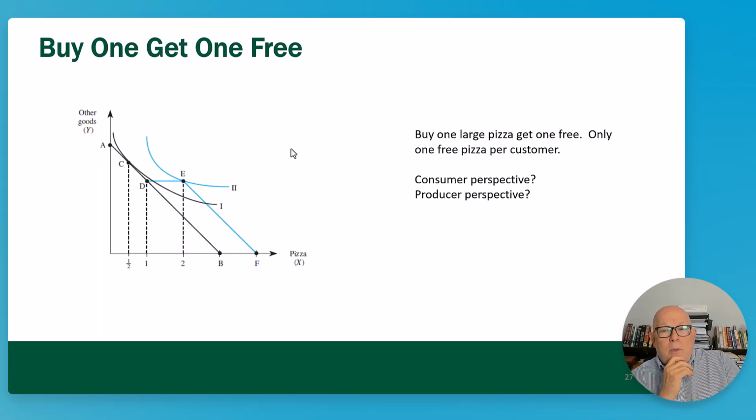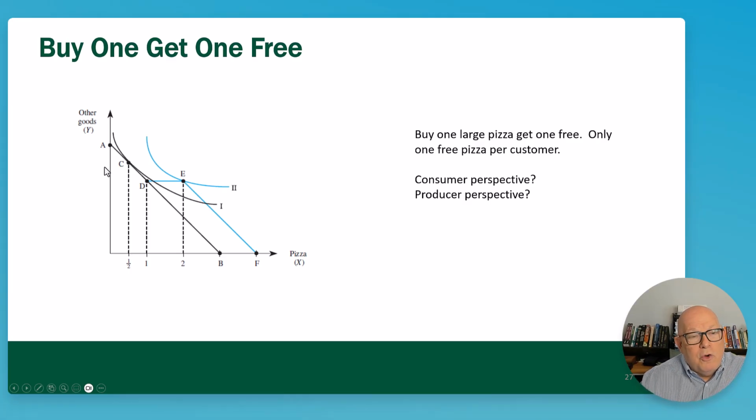So this is the example that's in your book about buy one pizza and get one free. The specifics are that the offer we're going to make is, if you buy one large pizza, you get one free, but there's only one free pizza per customer. If you buy a small pizza, you do not get a free pizza. If you buy 3 pizzas, you only get one additional one free. So the most you can get is one free pizza.